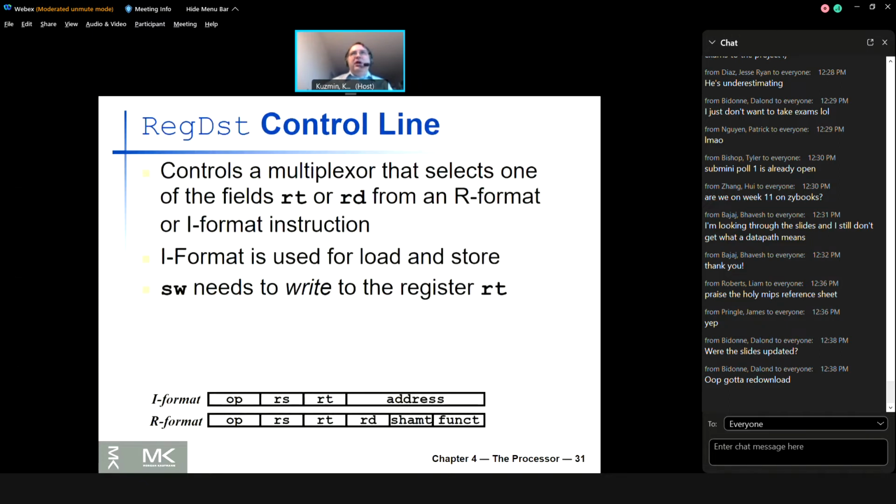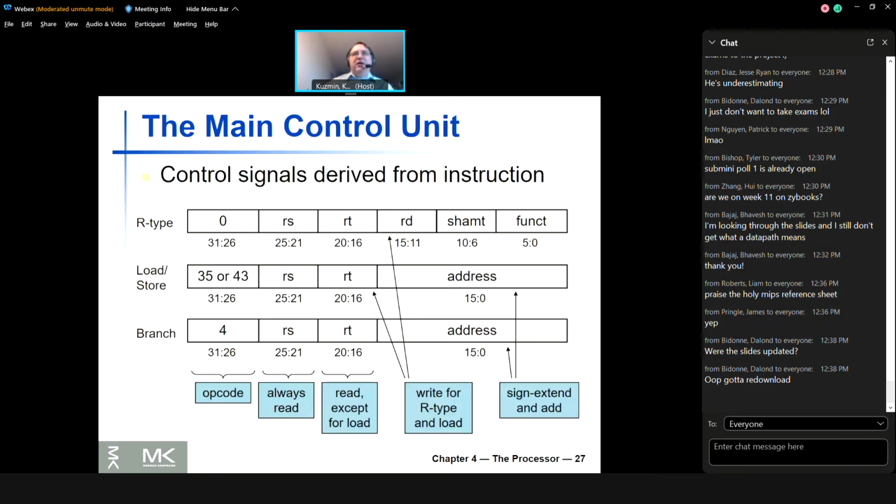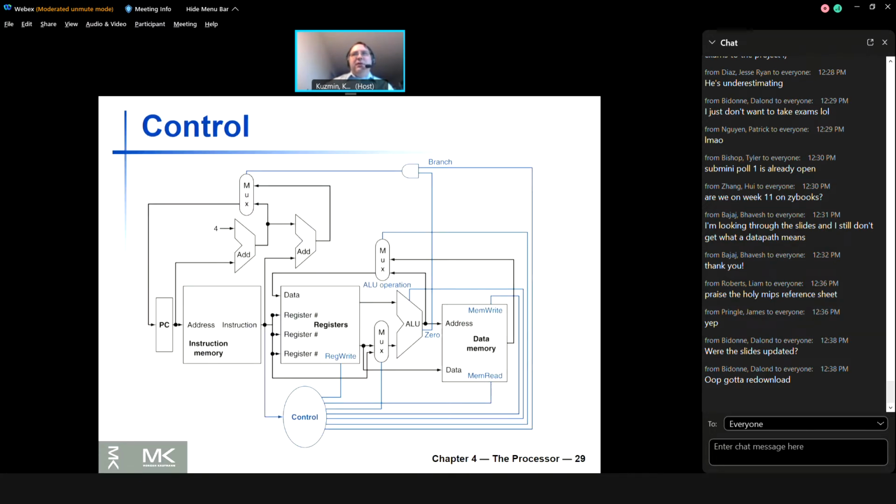All right. I think this is the beginning of the set of slides that I added, and that you should find helpful for the project implementation. So remember those control signals. So register DST is one of them.